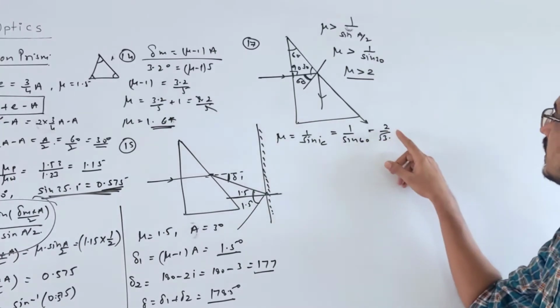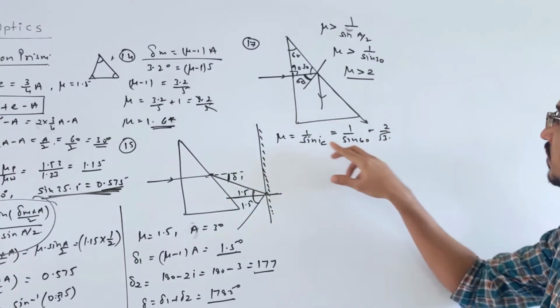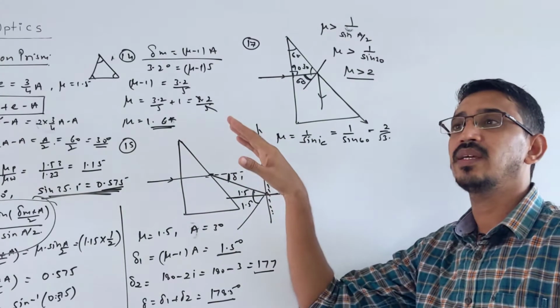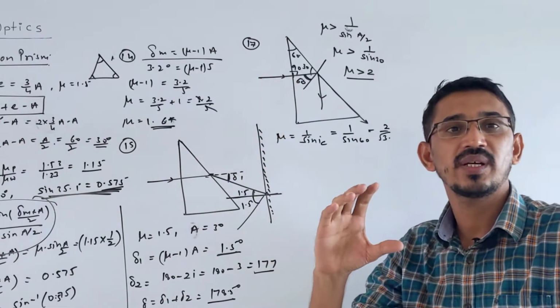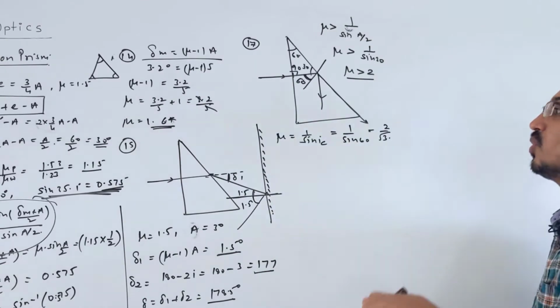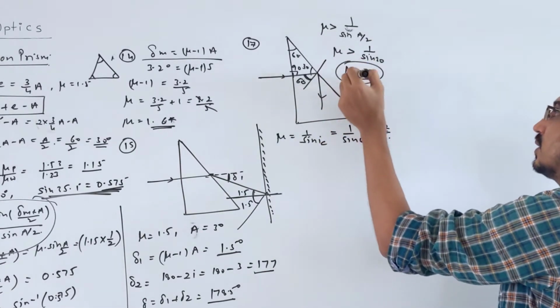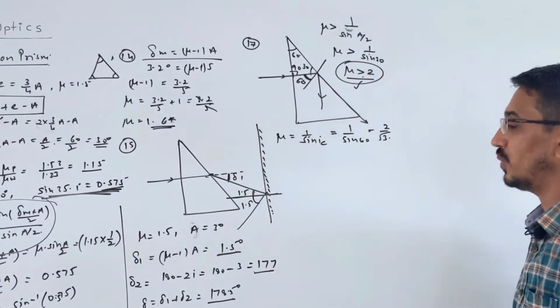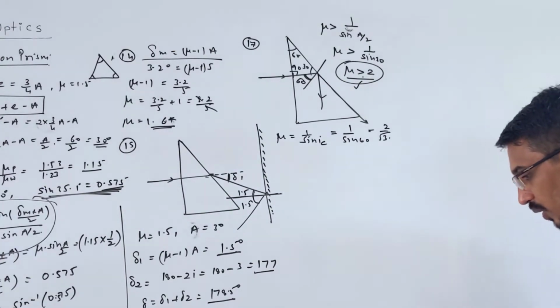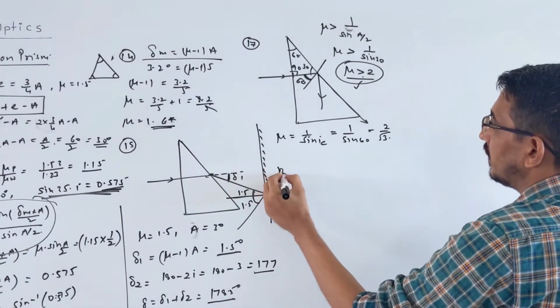So this becomes actually less than 2. Yes, so this is a minimum mu to get the condition of critical angle. So the critical angle should be more than that value, which means this is the correct answer. It should be equal to 2 or more than 2. Okay, let's move to question number 18.